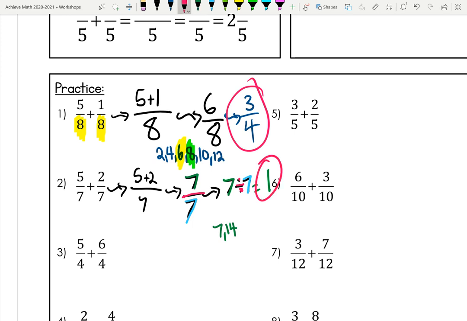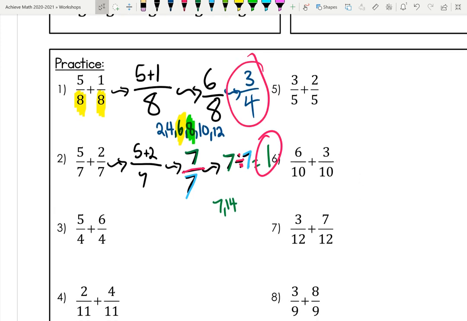All right, for number 3, we're going to add them together, and I'm going to end up with a numerator of 11 over 4. Now, I'm going to have to figure out how many fourths go in 11. So this is a precursor to long division. I'm going to demonstrate it here. 11 over 4 will be accepted. This is called an improper fraction.